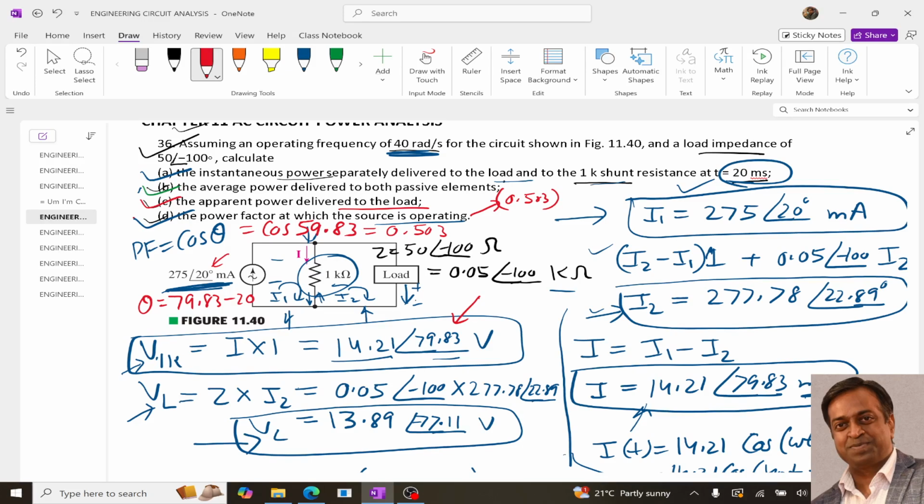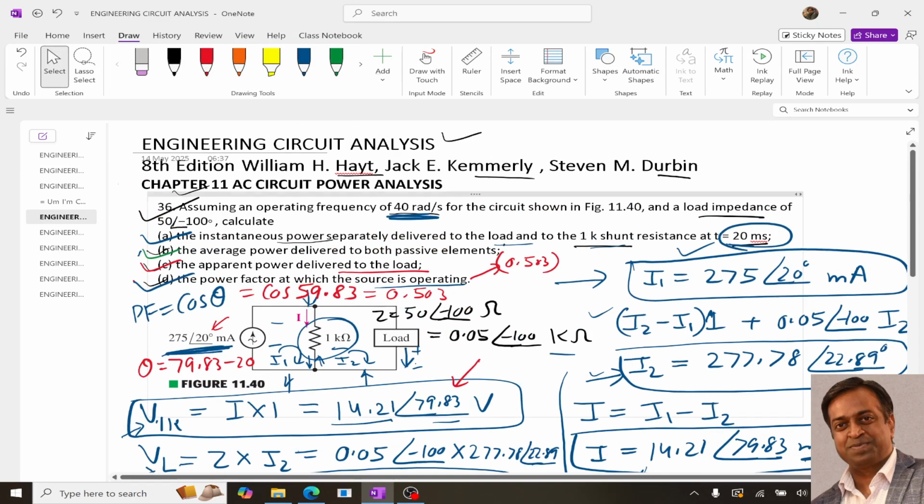Right. So this is the solution to this question number 36.